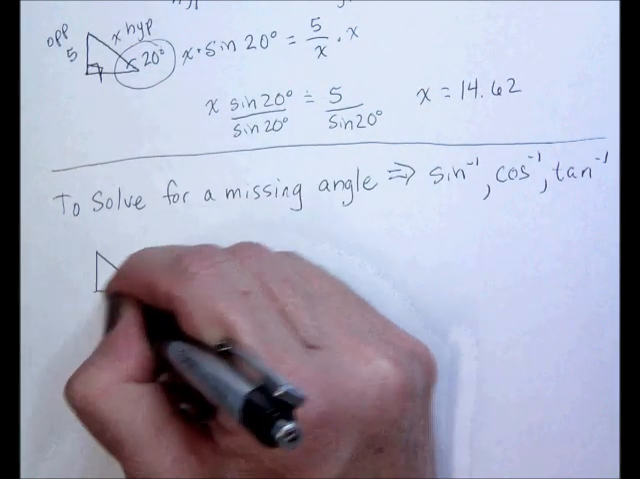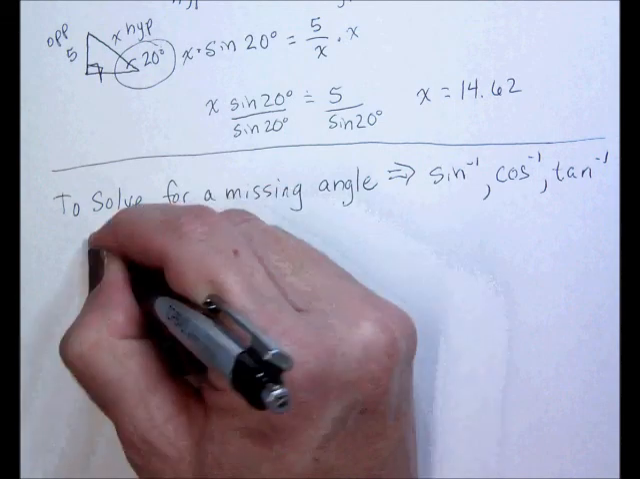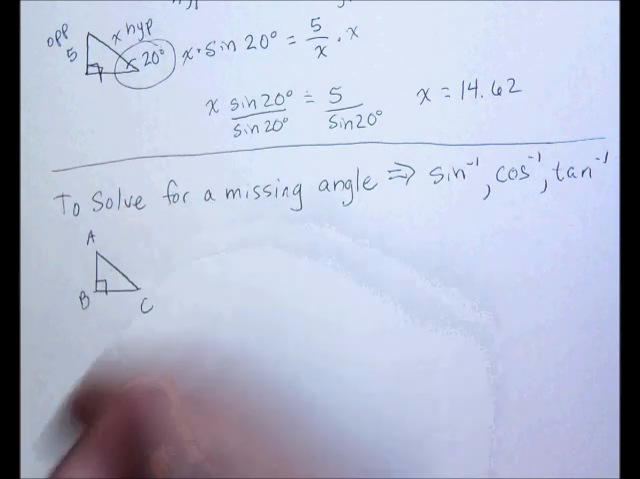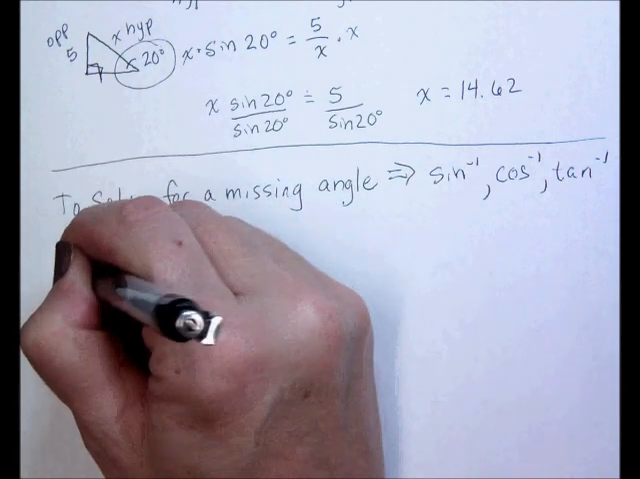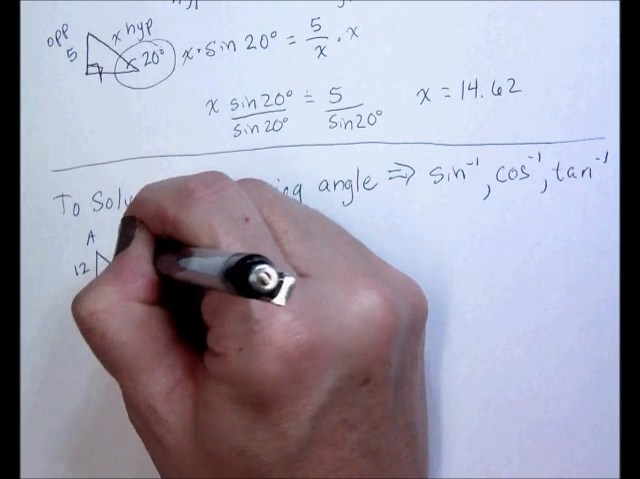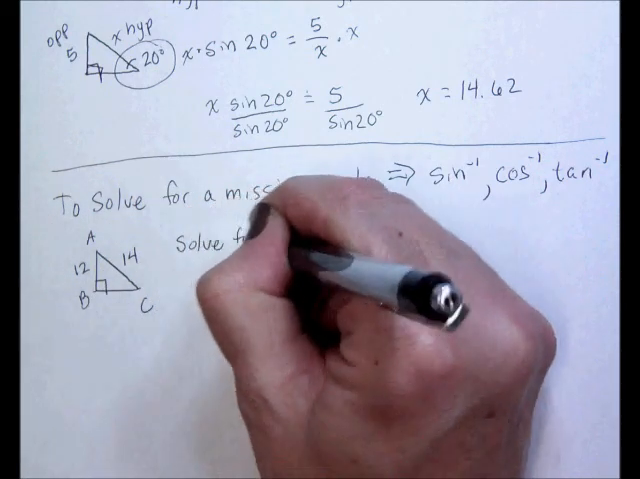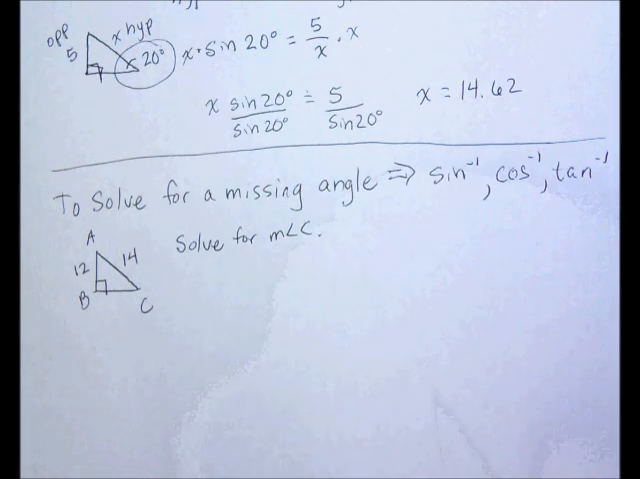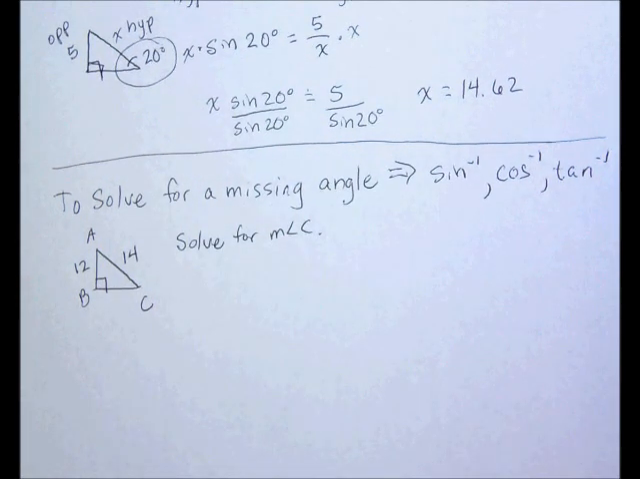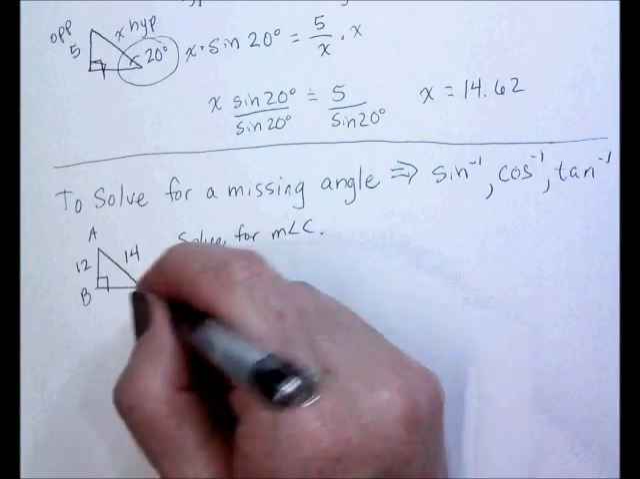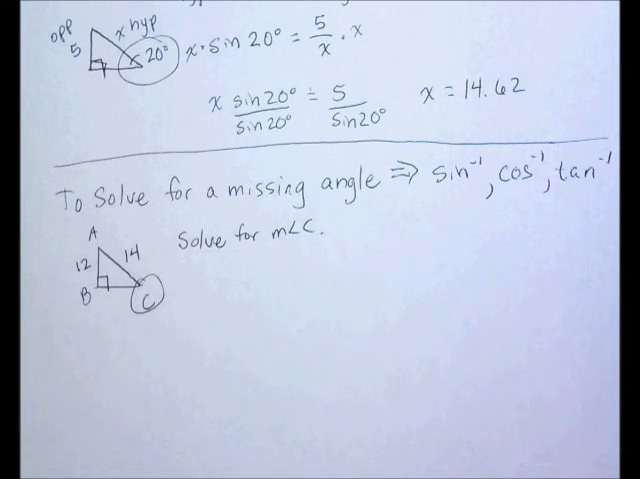So the first triangle we talked about today was triangle ABC, and I was given that this side was 12, this side was 14, and I was asked to solve for the measure of angle C. Okay, so the first thing I have to do is circle the angle I'm talking about. You do this every single time.